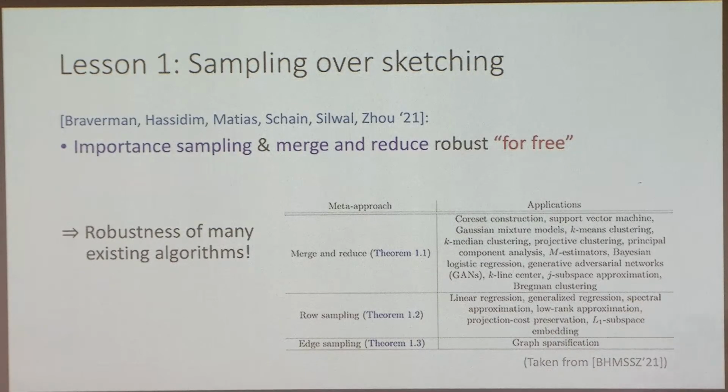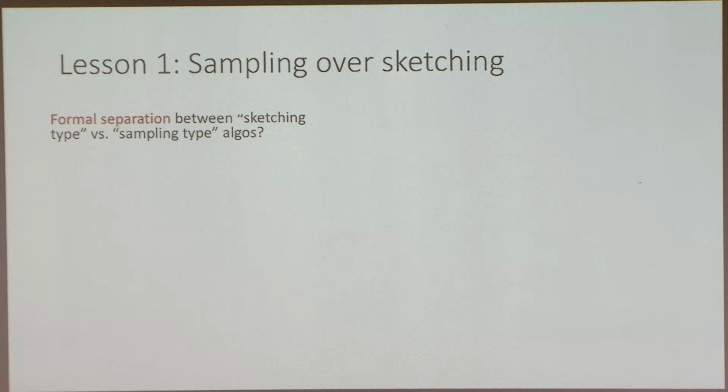It's not just uniform sampling, it's also true for importance sampling. It's also robust for free. This nice table was taken from the paper by Robert, Matthias, Shine, and Joe. They have an impressive list of problems that can be solved using techniques that are robust for free. There are many problems in big data and machine learning where some algorithms just translate to the robust setting using importance sampling-based frameworks.